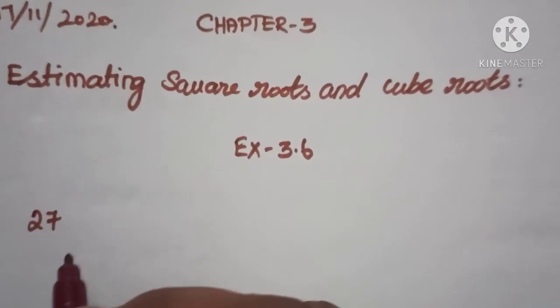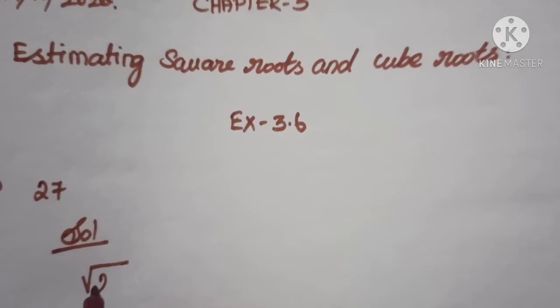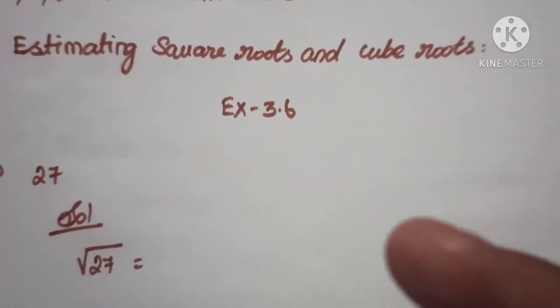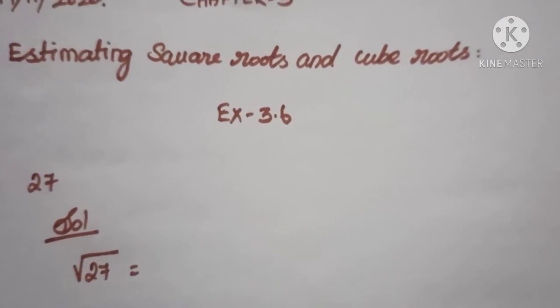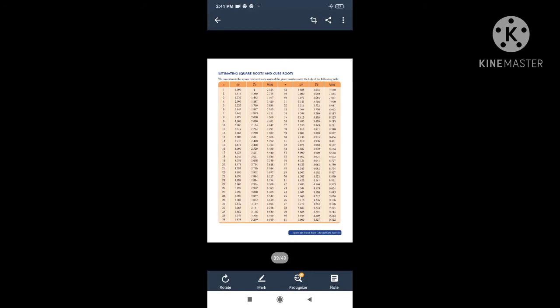So directly you go to the solution: square root of 27. By using the table you need to find the value. So this is the estimated square root and cube root values. You can see the first column x, that is the value, and root x means the square root, and cube root x, that is the cube root of the value, and the cube root of 10x means it is the multiple of 10.